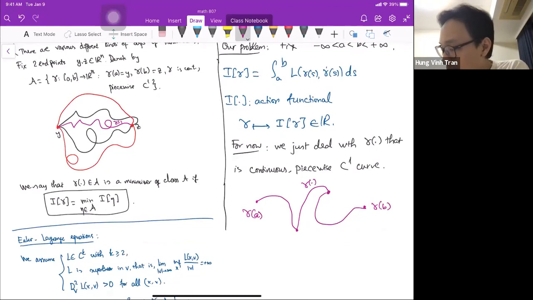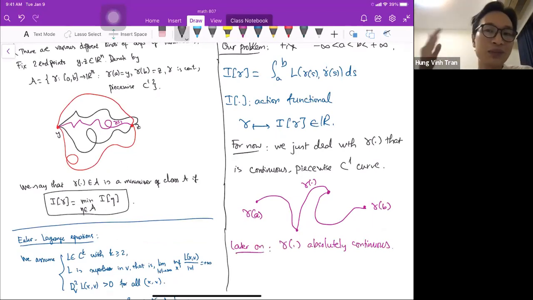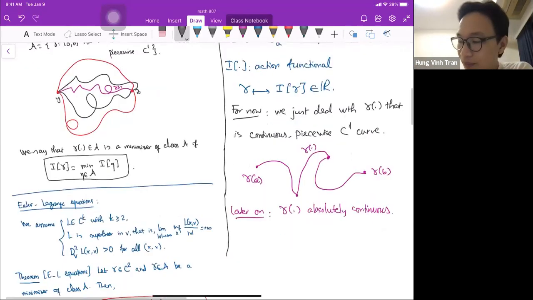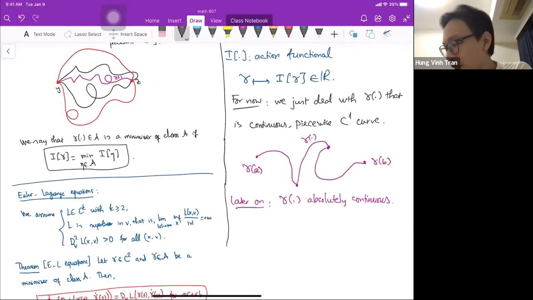So later on, we're going to deal with gamma which is absolutely continuous. Okay, so that's going to be a more general setting later on. Or you can think of it as sort of like basically L1. It's a little bit different, but you can think of it that way.